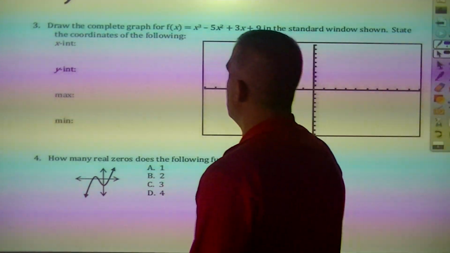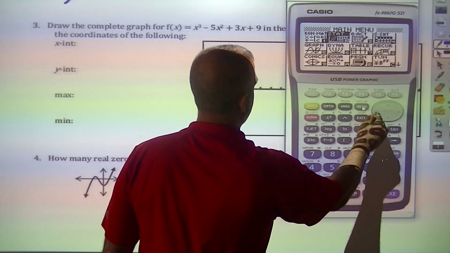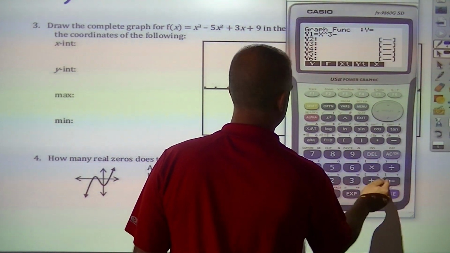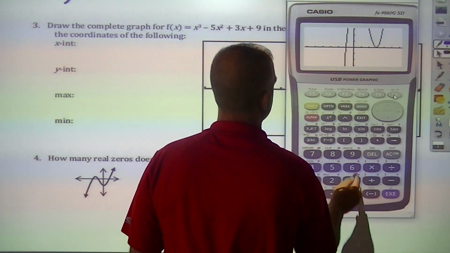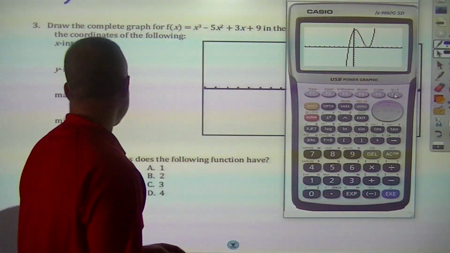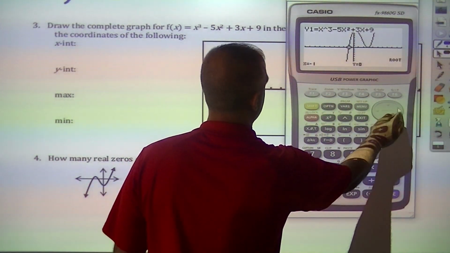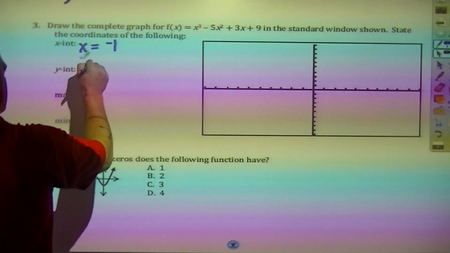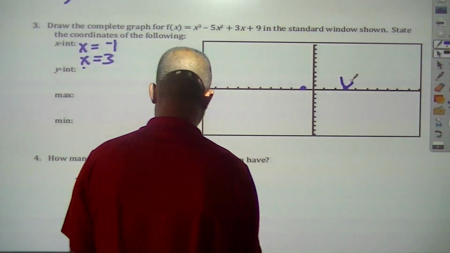Okay, draw the complete graph in the standard window. So what I would do is I'd go to menu and graph, type this in, x cubed minus 5x squared plus 3x plus 9, draw it. You get the standard window. Standard window is if you hit F3 twice and draw. Okay, so I want to find these things. I'll do G-solve root, so it crosses at -1 and it touches at 3. Okay, so x equals -1 and x equals 3.